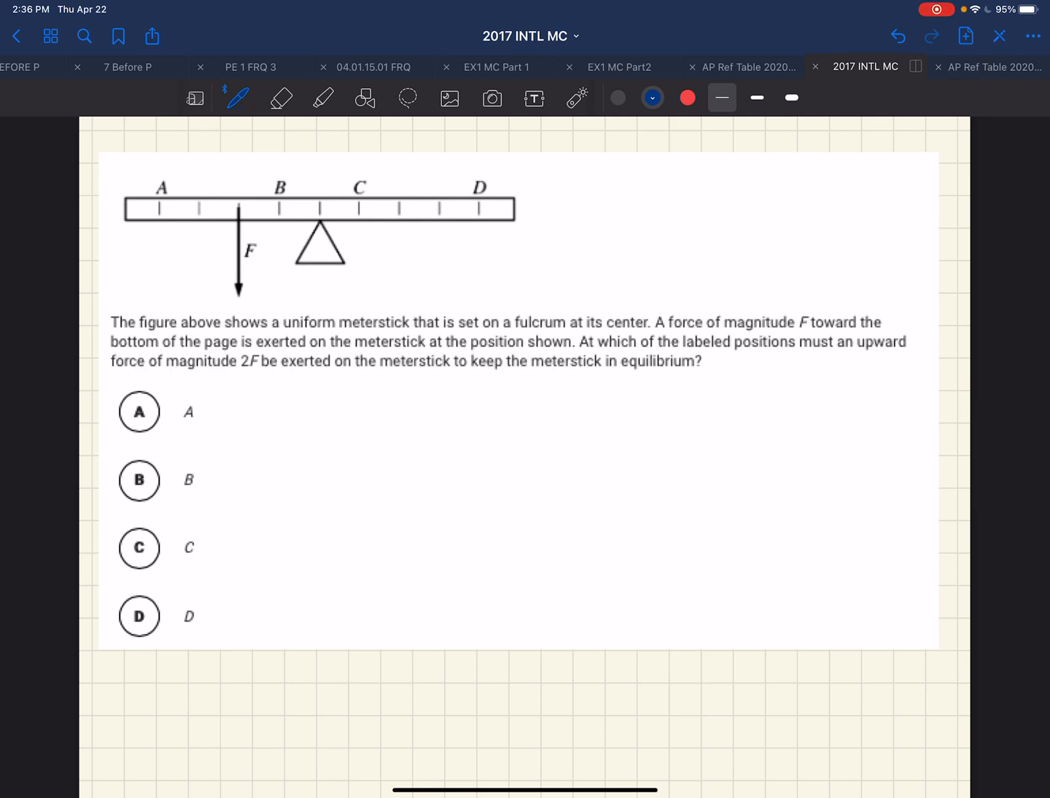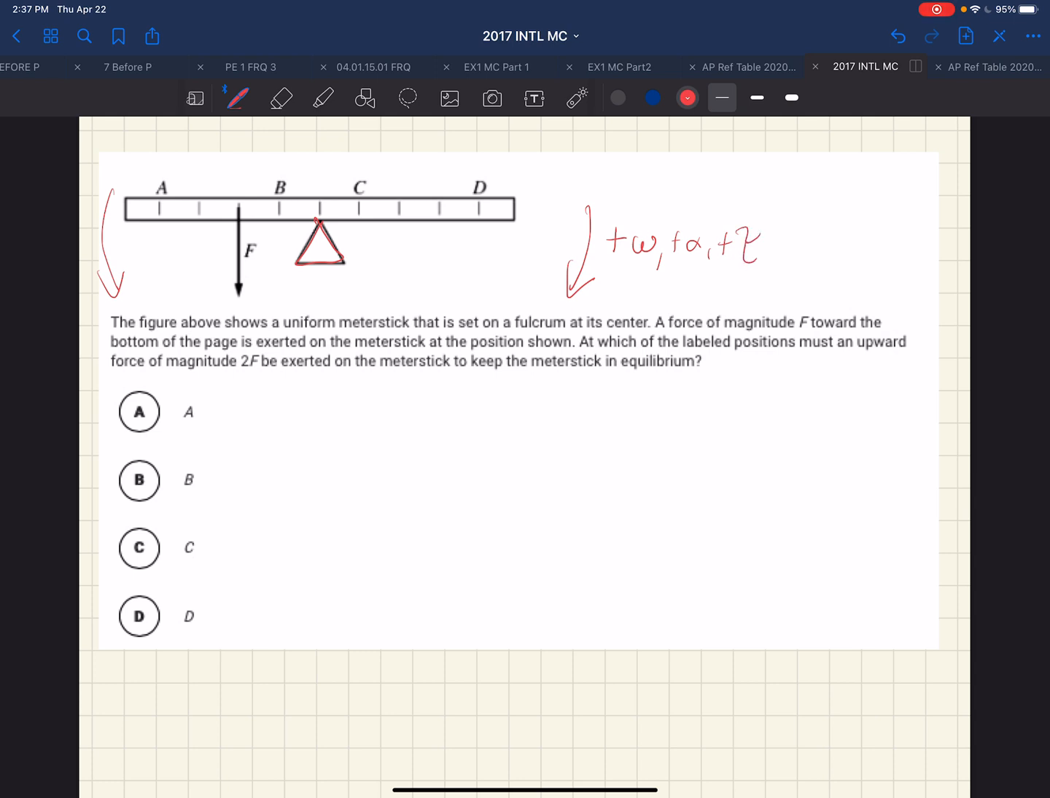This question, we have a meter stick set on a fulcrum. So we have our fulcrum here, and there's a meter stick, and that means that the meter stick is free to rotate depending on the torques. We know this is a positive omega, positive alpha, and the direction of positive torque.